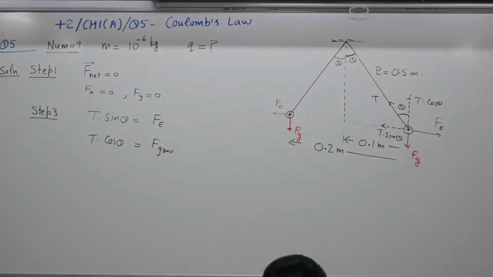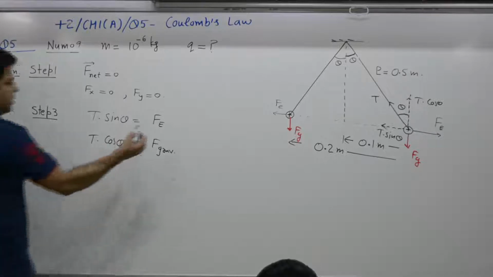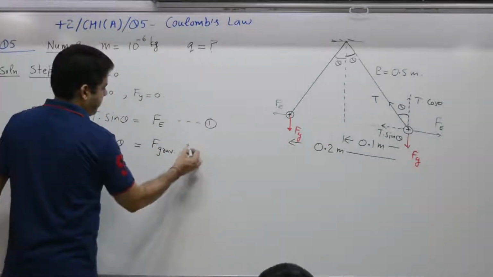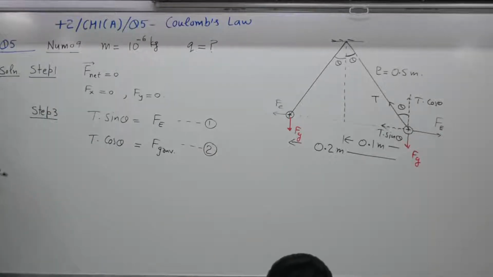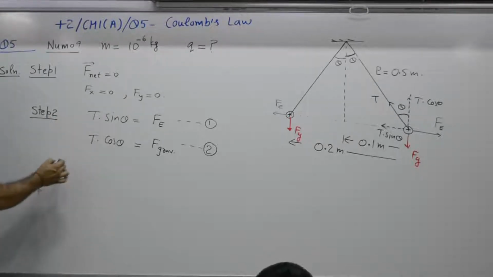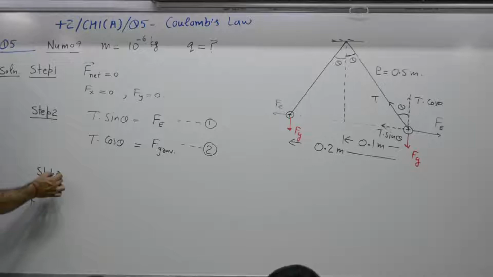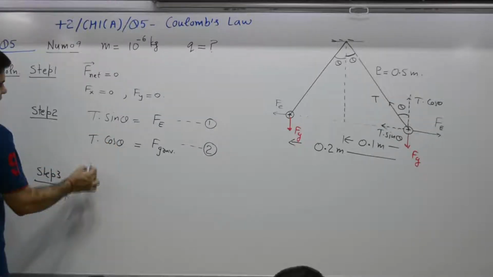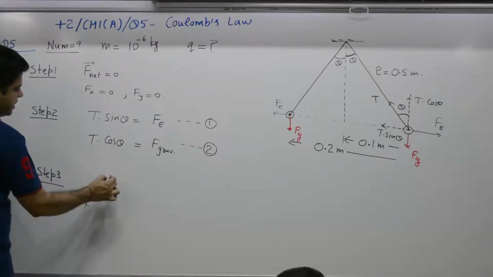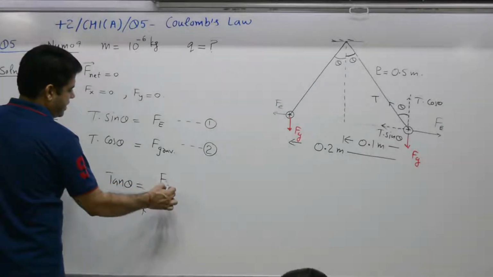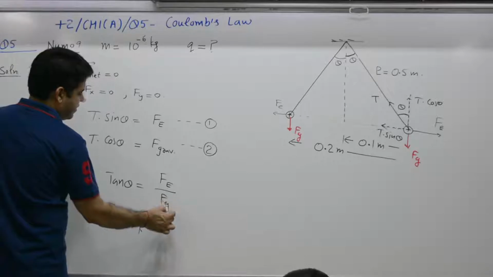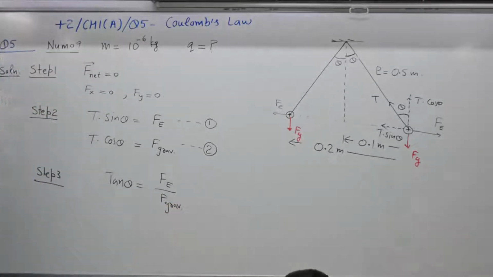Divide one by the other. If you divide one by the other, T cancels. This is step 2, not 3. Sin theta by cos theta, tangent theta, is equal to F electric by F gravitational.